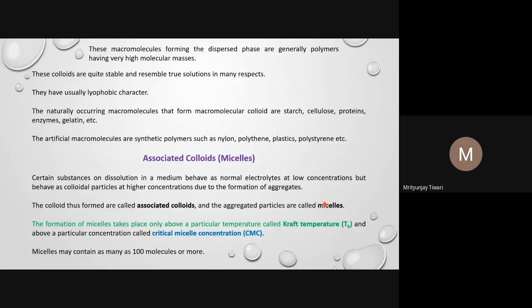And we know micelles are formed by soaps and detergents, and these are the examples that we know. So these are associated colloids, and these aggregated particles are called micelles.